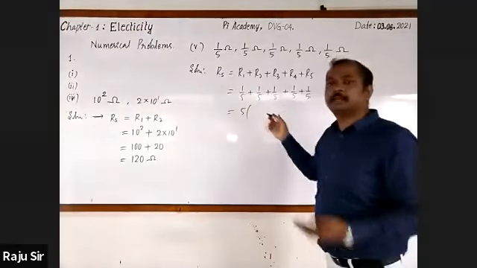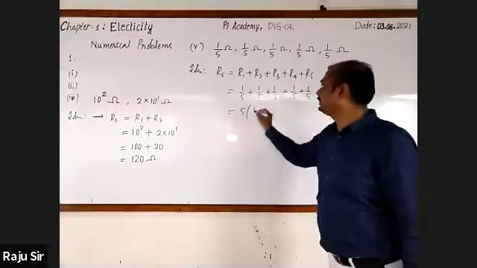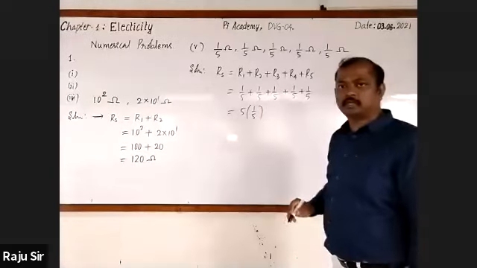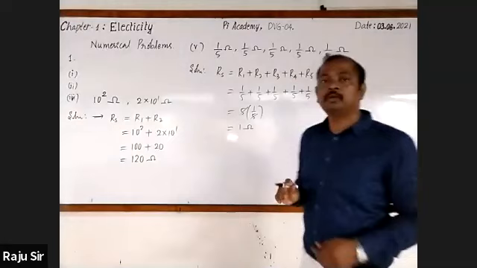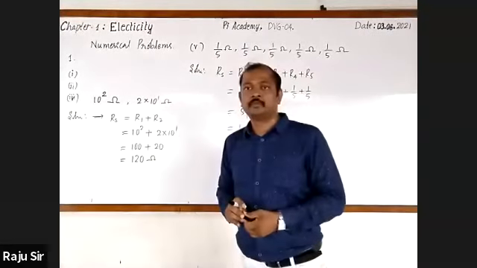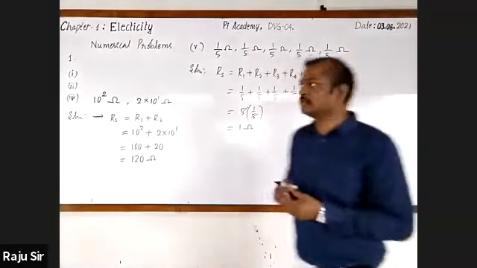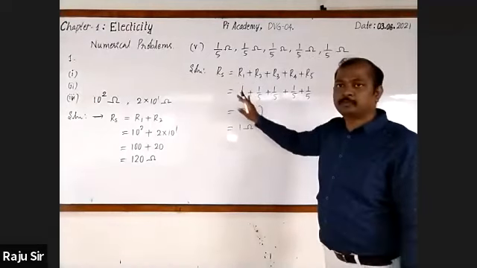You may take LCM and simplify. Rs, 5 times 1 by 5, can be written like this also. I'm cancelling 5 and 5. You will get 1 ohm. Hope that you have understood. Okay, now the 5 sub-questions are over.